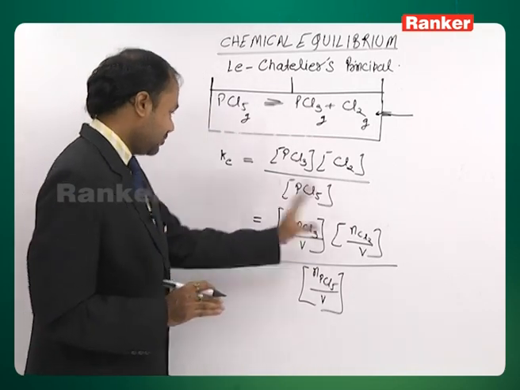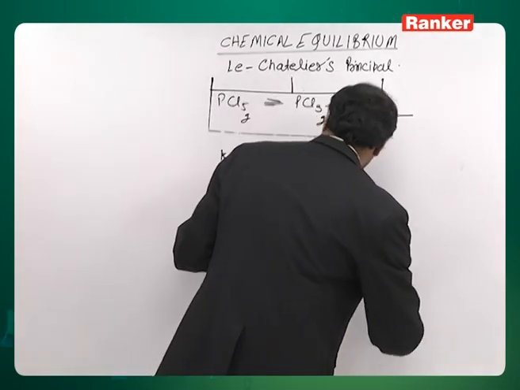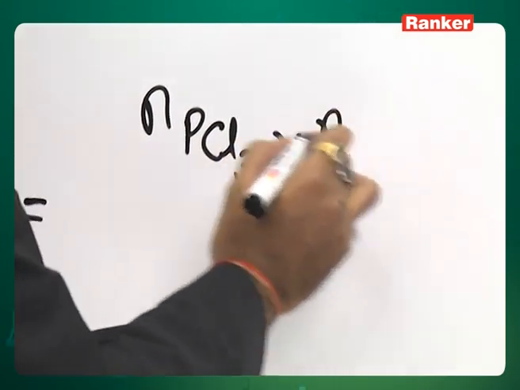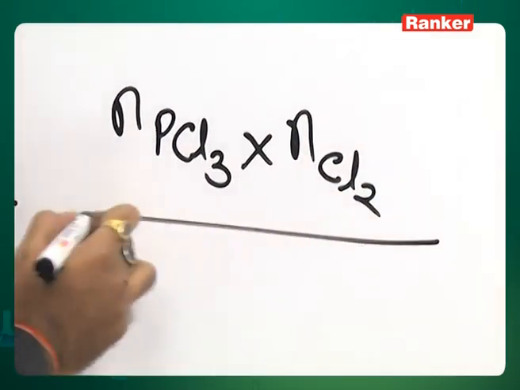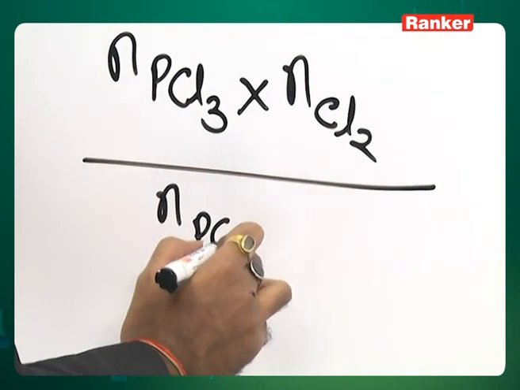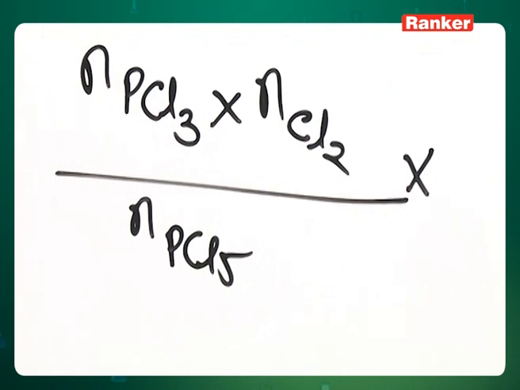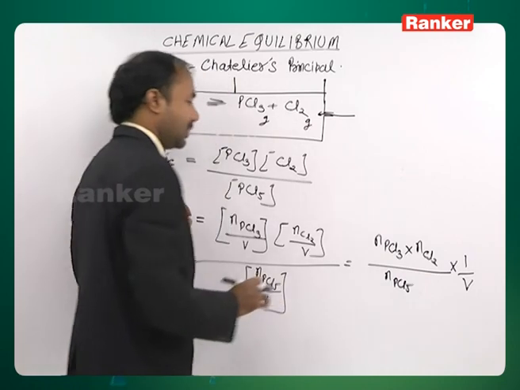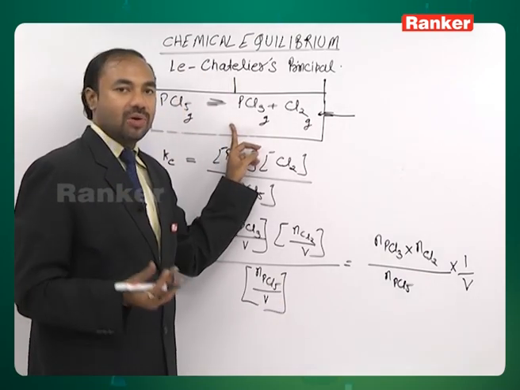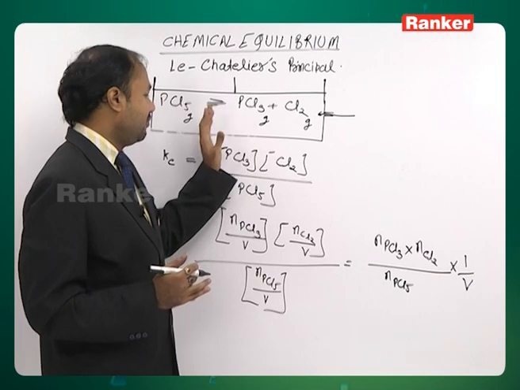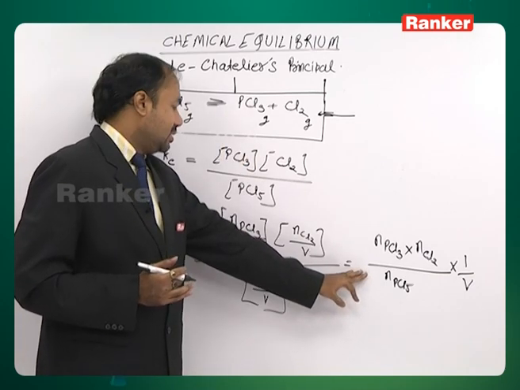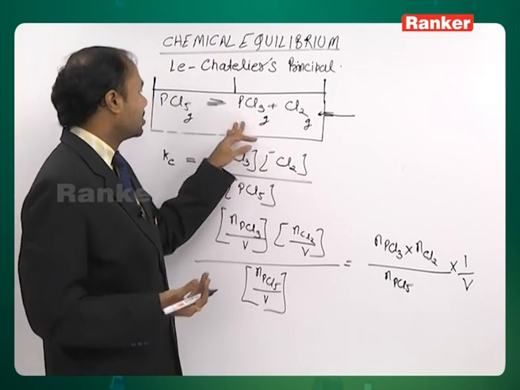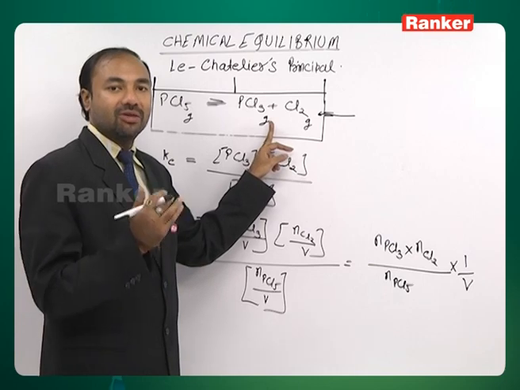If we simplify this, it becomes equal to number of moles of PCl3 into number of moles of Cl2 upon number of moles of PCl5, into this V gets cancelled and we get it in the denominator, so 1 by V. Now see, whatever we understood up to now theoretically, the same thing we can do mathematically here. If you increase the number of moles of PCl3, theoretically we said that because the number of moles of PCl3 is increasing, that's why equilibrium will shift in the backward direction.